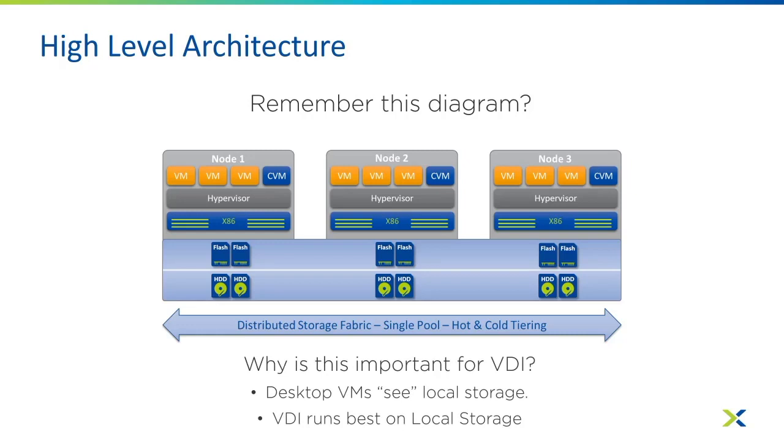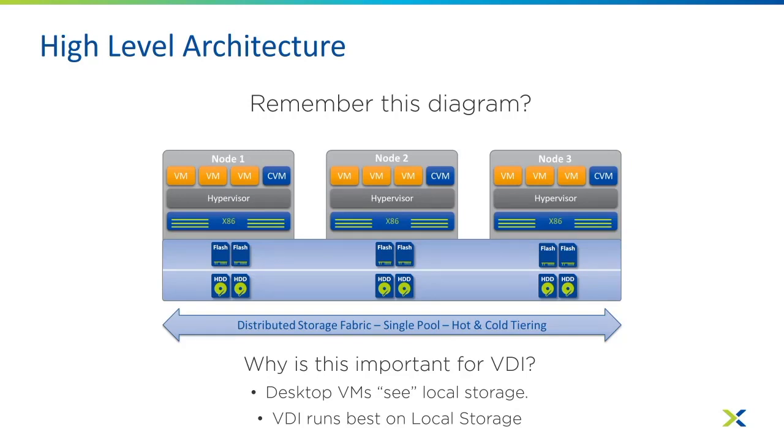Why is this important for VDI? Why is this data locality important for VDI? Now, if you think about the architecture as Citrix describes it or VMware describes it, the best storage is local storage. The best performance you're ever going to achieve is by using local storage. The downside of using local storage is scalability. So this is where the Nutanix architecture becomes extremely important.